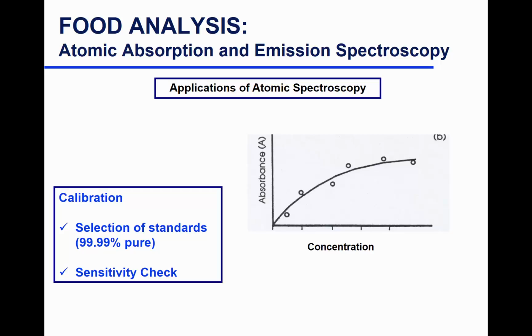That's why different standards are diluted differently, because every mineral has a different linear range. And that's why your samples also, depending on the content of calcium in cheese or the content of iron in whole flour, had different dilutions, so that you are fitting your samples in the standard curve.